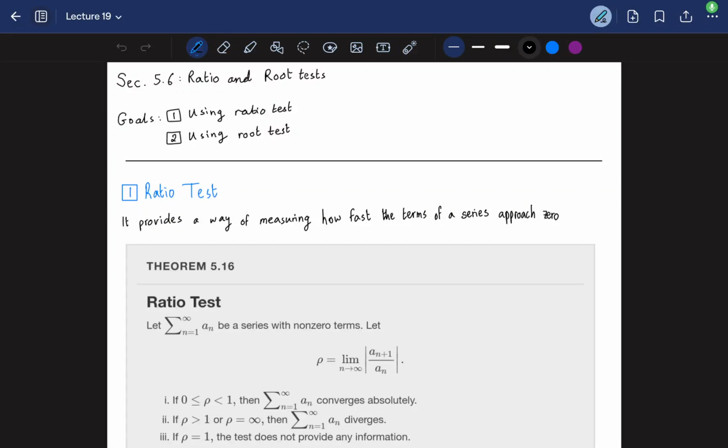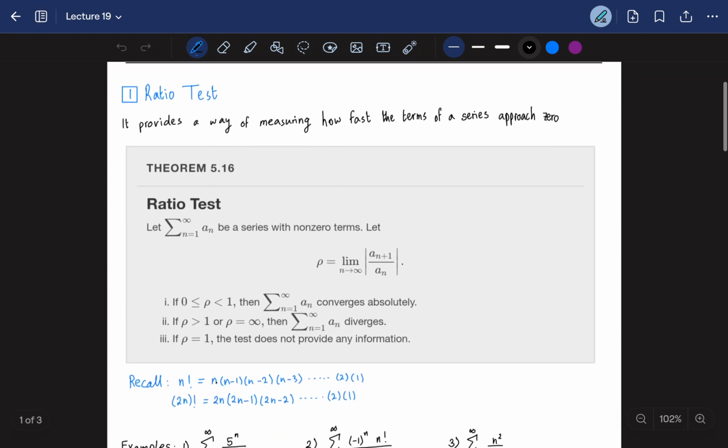So today we're going to talk about the last two tests that we will use to test whether our series is convergent or divergent. So the first test is the ratio test, and then we're going to talk about the root test. A ratio test provides a way of measuring how fast the terms of a series are approaching zero. So that's why we're going to use the limit to determine whether my series is convergent or divergent.